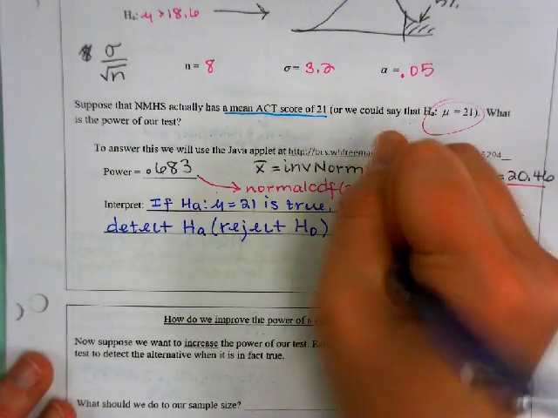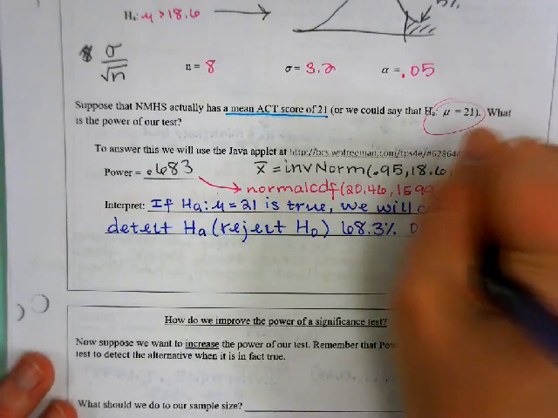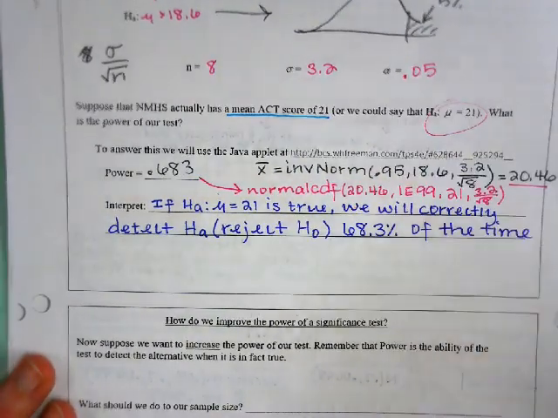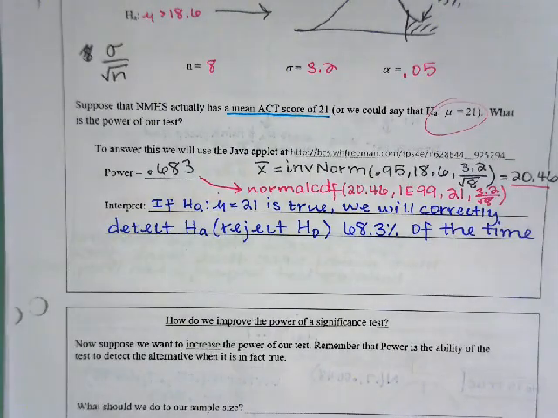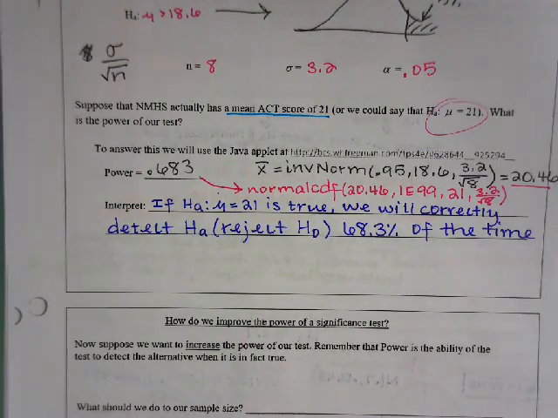And then the last little bit, suppose we want to improve the power of our test, so increase the probability that we correctly choose the alternative when the alternative is true. What do you think we should do to our sample size? Increase your sample size. It's always the answer. Anytime they say, what do you do to your sample size? Just say increase.